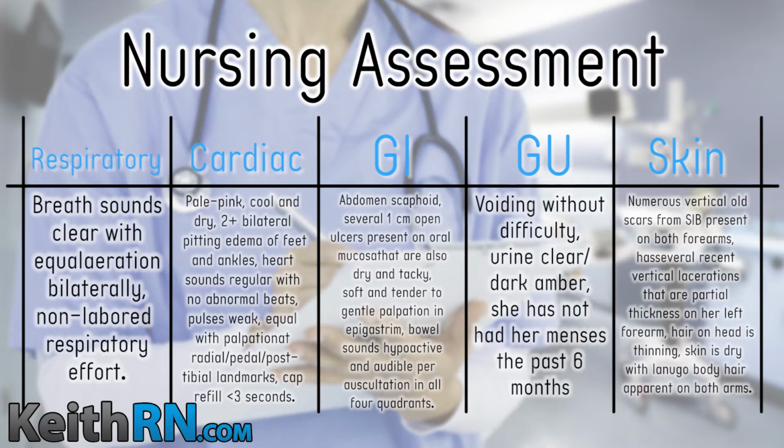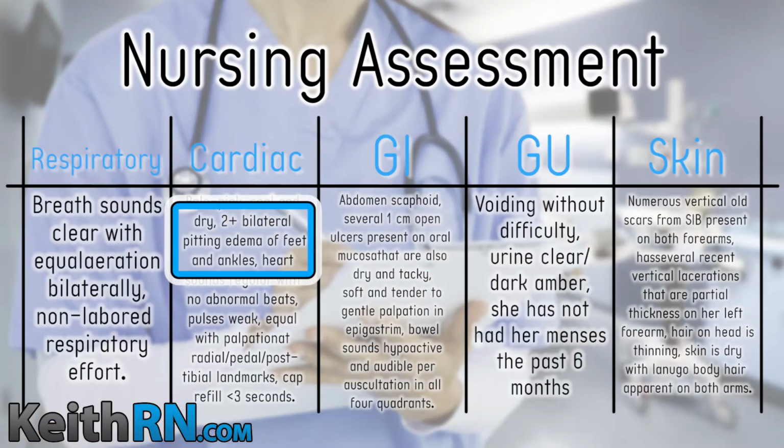And again, the nurse sees on her skin vertical scars from self-injurious behavior. And her hair on her head is thin and her skin is dry with lanugo body hair on both arms. Using the construct of clinical reasoning, what's relevant and why with these assessment findings? Well, let's start from the beginning.